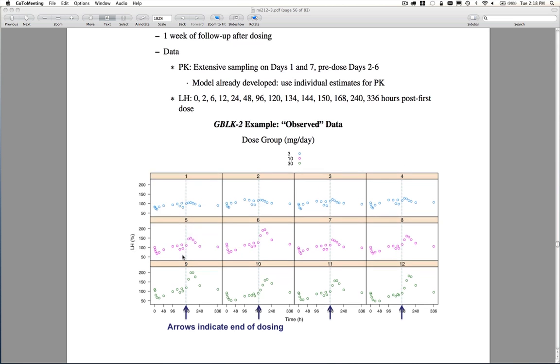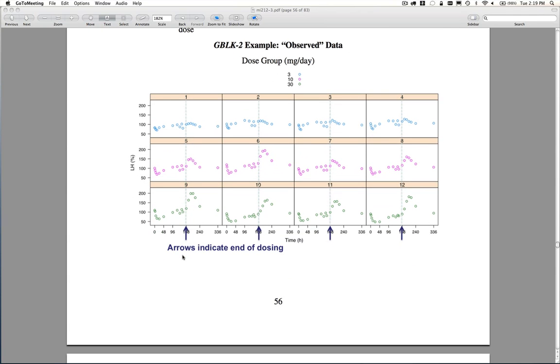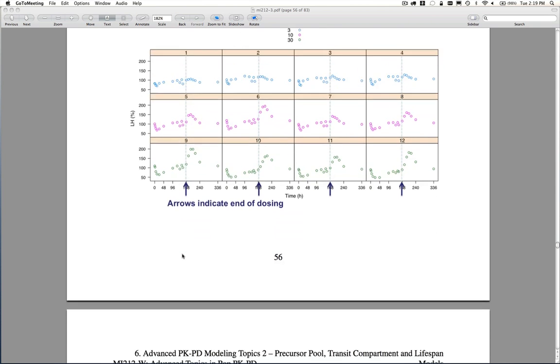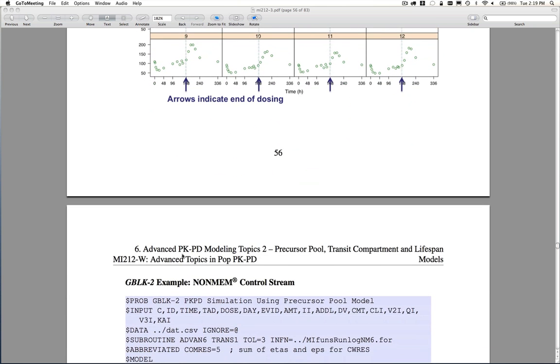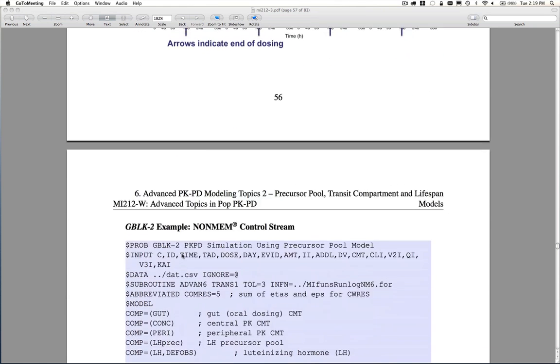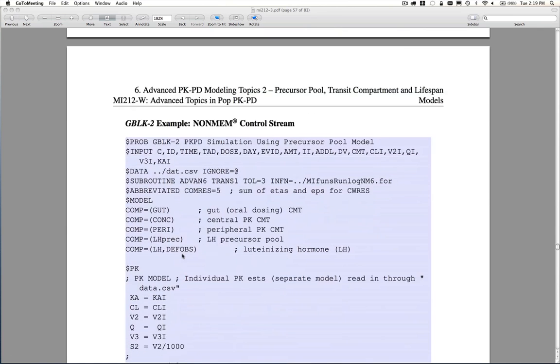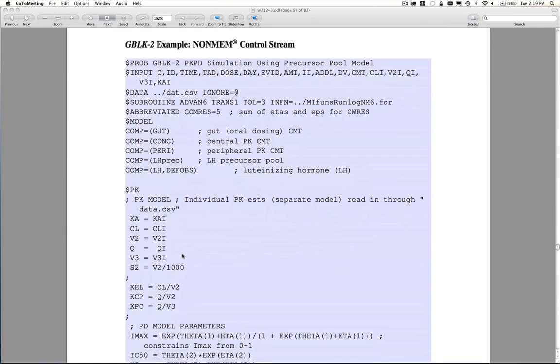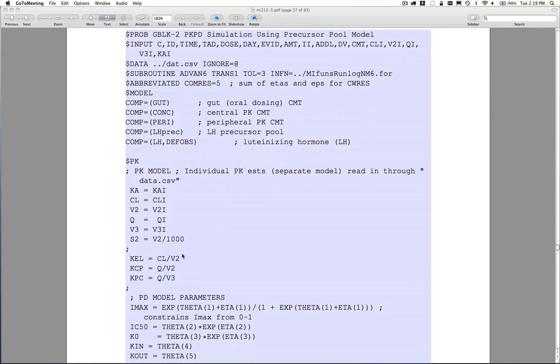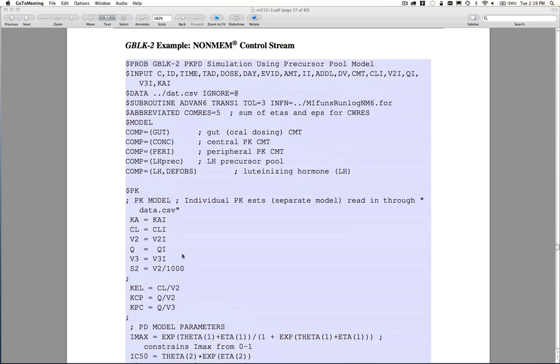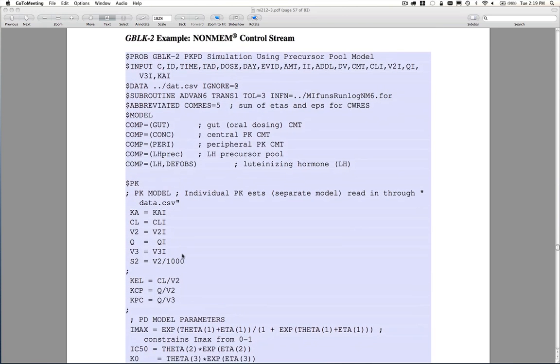So we're presented with this data. We have some idea that the drug itself is acting on a precursor to the luteinizing hormone. And the question then becomes, how do we model this? What does our control stream within NONMEM look like in order to capture some of these data? On the next page, we have an example of a control stream cut down to some of the more important parts.